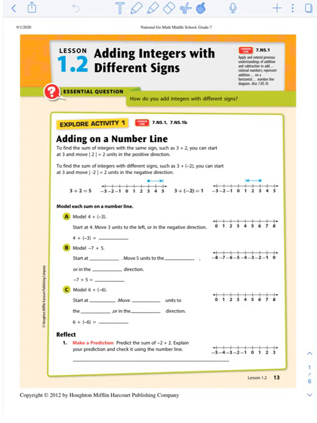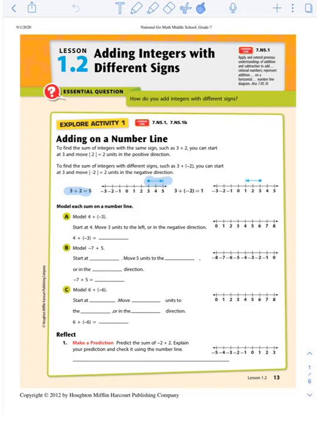So let's think of an addition problem that we already know. We already know that 3 plus 2 equals 5. To model this on a number line, we start at 3, and then we move 2 forward, or more positive, to the right, to get the answer 5.